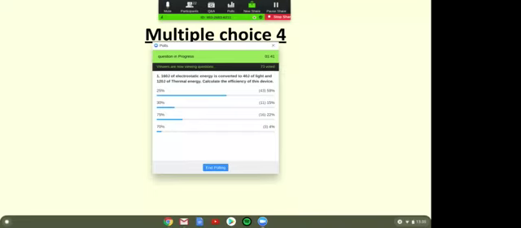So let me just reiterate the question. In a lamp, 160 joules of electrostatic energy is converted to 40 joules of light and 120 joules of thermal energy. Calculate the efficiency of this device. Is it A, 25%? Is it B, 30%? Is it C, 75%? Or is it D, 70%?